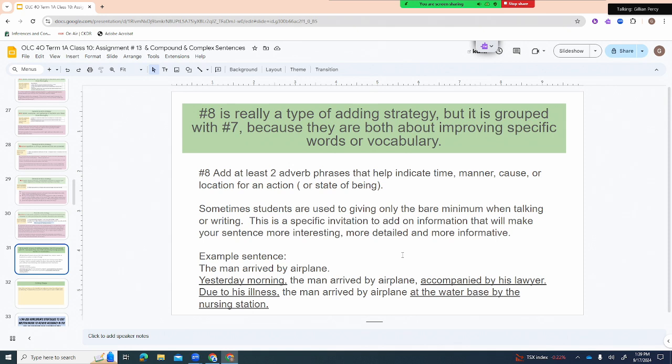So if I say yesterday morning, the man arrived by airplane, accompanied by his lawyer, now I've added 2 adverb phrases. I've added one that talks about morning, so time, and then one talks about who he's with, maybe the manner as far as that one goes. Due to his illness, the man arrived by airplane at the water base by the nursing station. Here we're talking about the reason or the cause of something happening, and then we're talking about the location. It makes a longer, more sophisticated sentence.